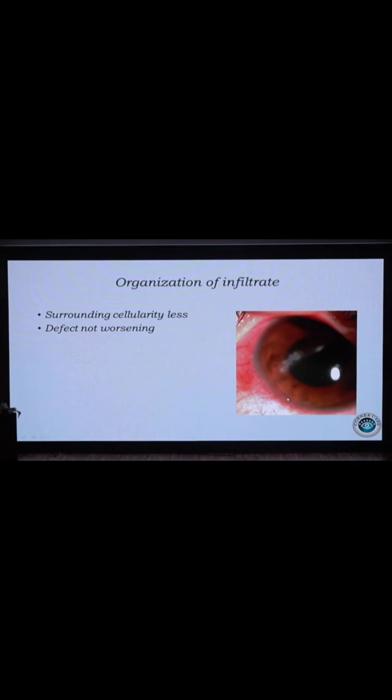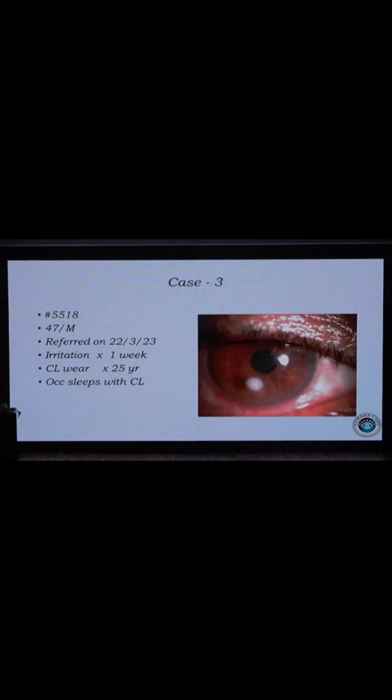So sometimes it happens that during the consolidation phase, the infiltrate slightly increases in size. But if the surrounding area is better, you can observe the patient. There is no need to further increase or add drugs, making it a cocktail. Otherwise, it will worsen, as it happened in our last case.